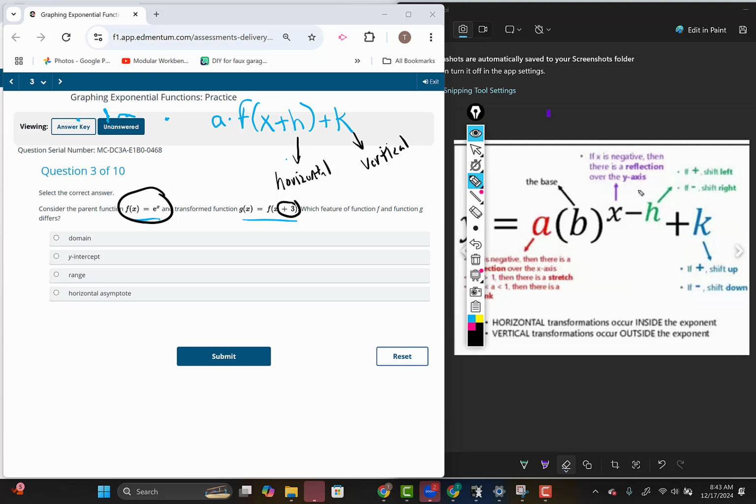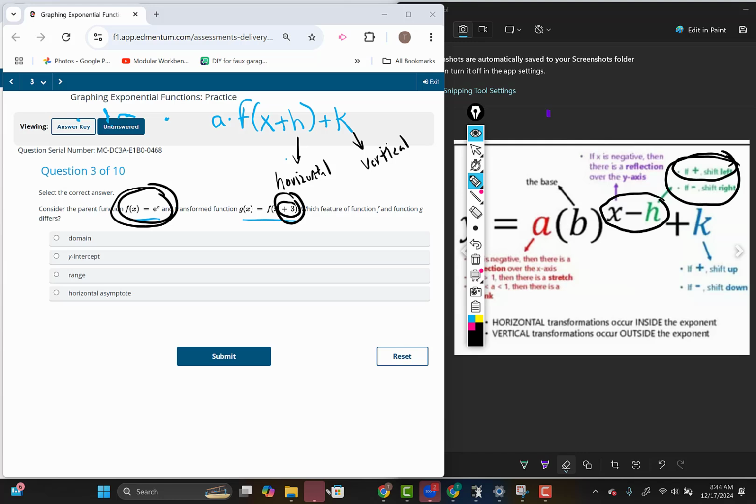Now over here, this gives more specifics in detail for when we shift left and right. So if we see a positive, we're going to shift left. If we see a negative, we shift right. Well, what do we see here? We see a positive. So we're going to take this function and shift it to the left in this problem.